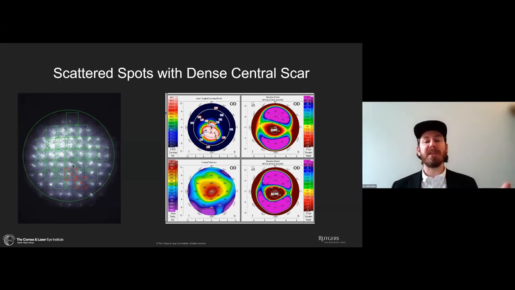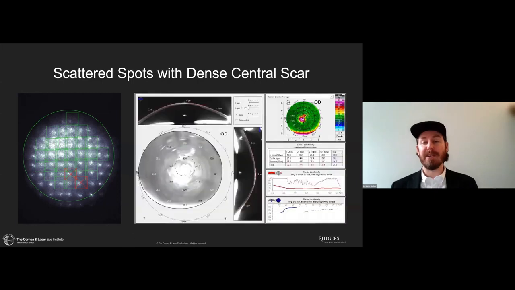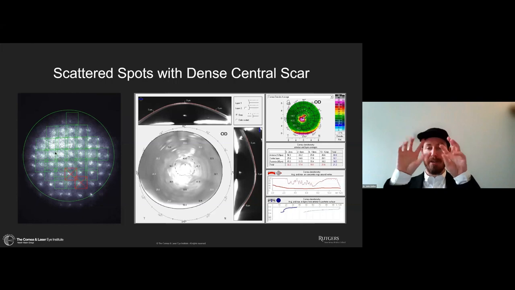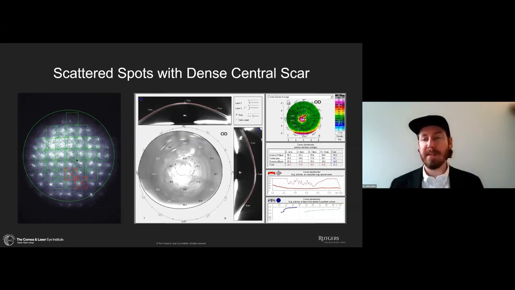So this is the sort of thing that you would see with a dense corneal scar. This patient has keratoconus, and you can see on the densitometry, they have very dense corneal scarring, and you get this kind of scatter effect on those points.